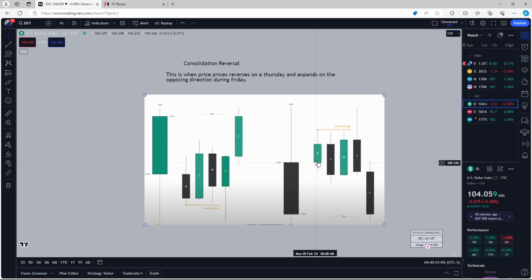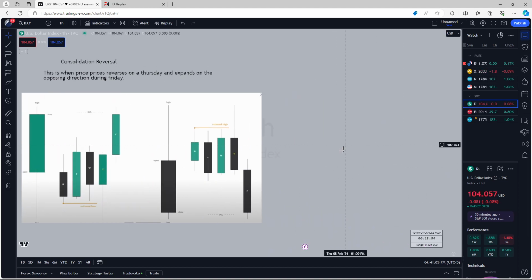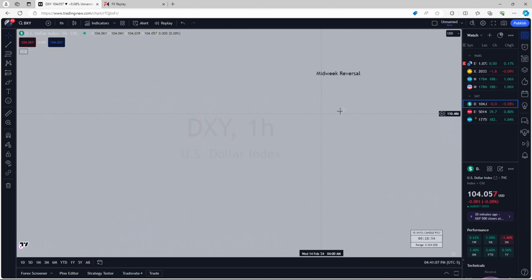And then the bearish example, same thing. Monday, Tuesday, Wednesday, consolidation. Thursday comes up, takes Monday's high, interacts with a higher time frame PD array. Friday we rally back down to drawn liquidity. And then the third main one we have is midweek reversal.